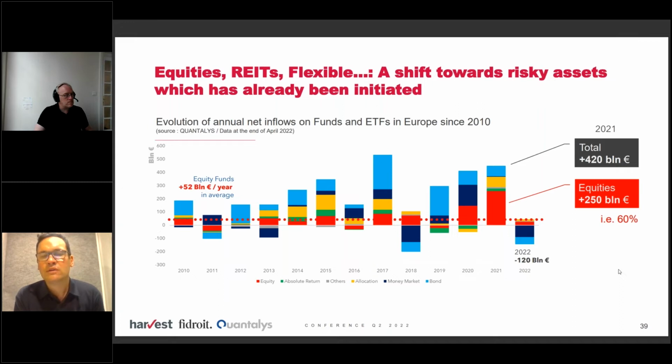But as you can see, we are positive in equity. So the equity funds are still attracting new money and net inflows, but outflows are coming from bond, fixed income products, and money market. Give you some details. Next slide.